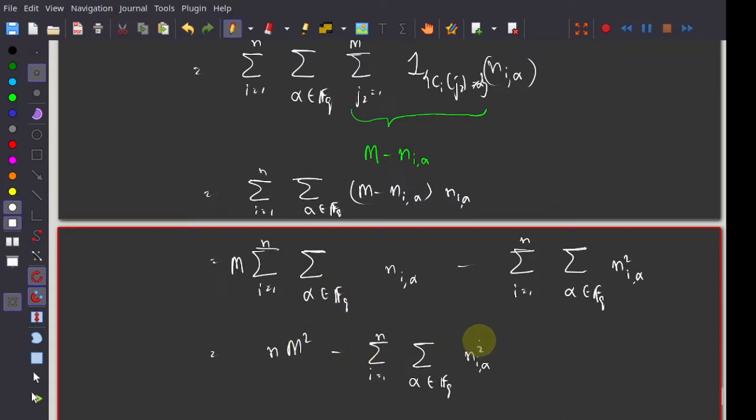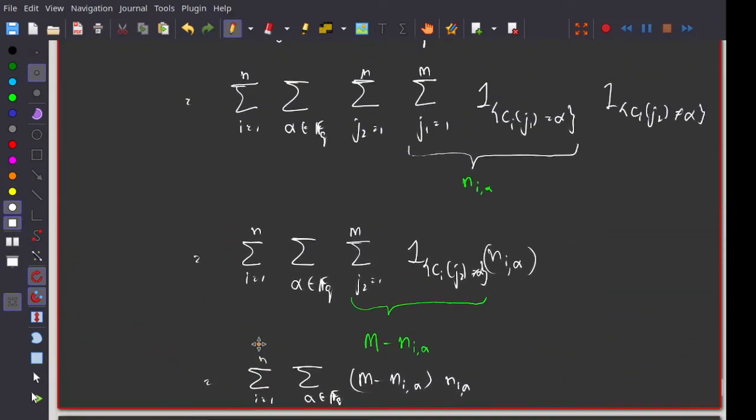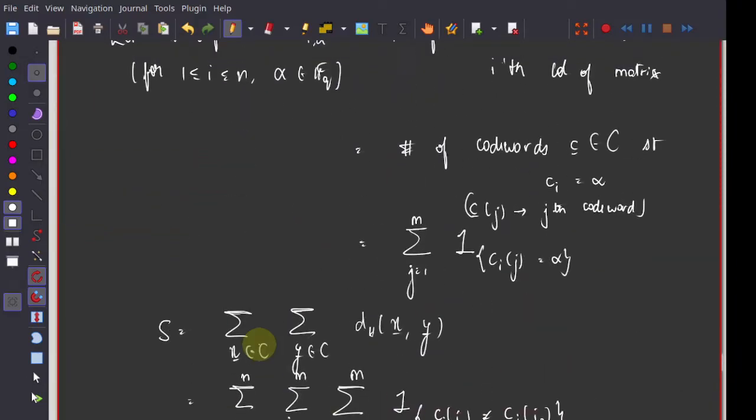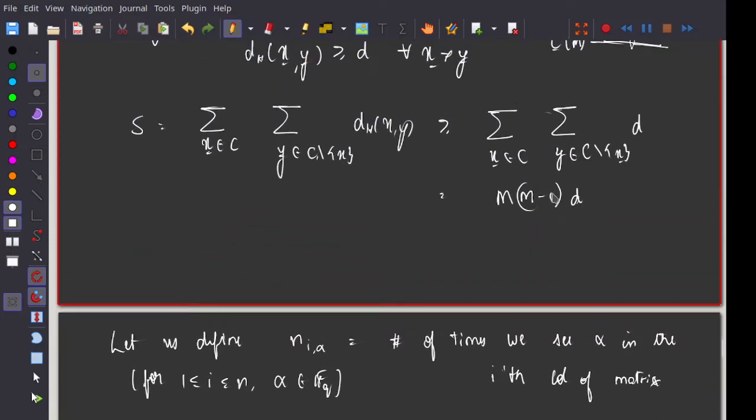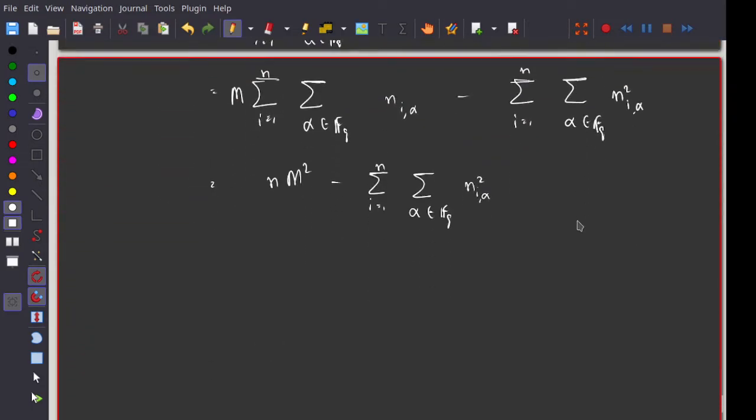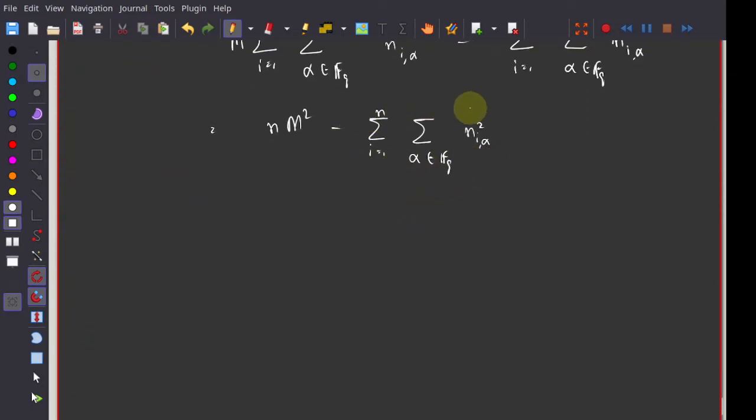That's good. So we have some quantity over here. We know that S is exactly equal to this quantity, and we also have a lower bound on S in terms of m times m minus 1. So now if I'm somehow able to get this quantity in terms of n, m, and d, I get a bound on m in terms of d, or d in terms of m. Okay, so now how do I tackle this? Let me look at this particular expression.